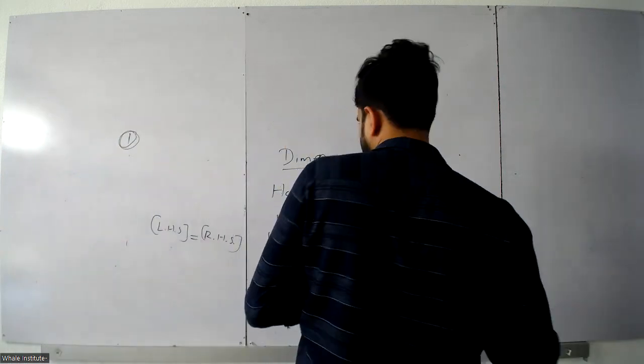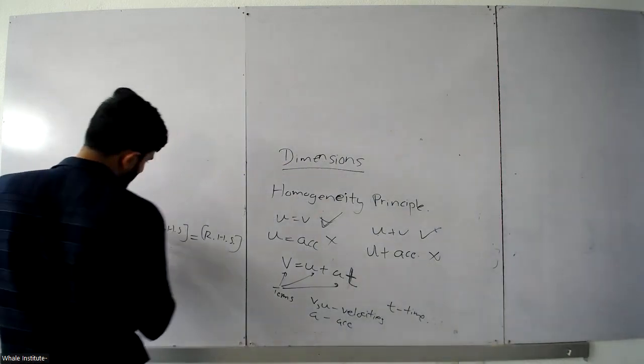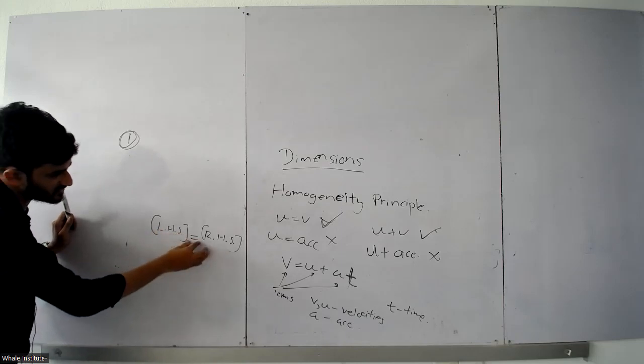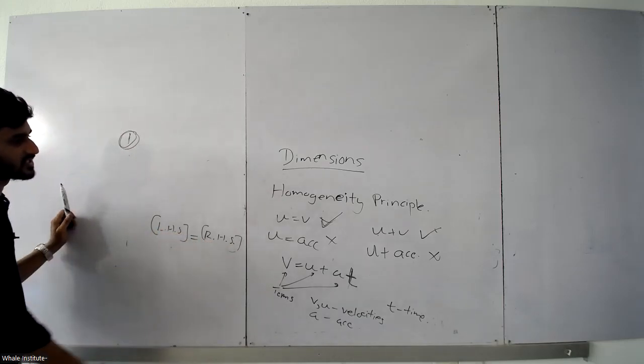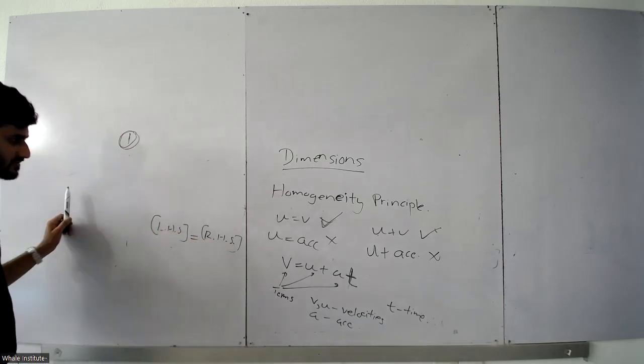To express that we are checking dimensions here, we use square brackets. Dimensions of the left hand side of the equation is equal to dimensions of the right hand side of the equation. That's what this means, right?